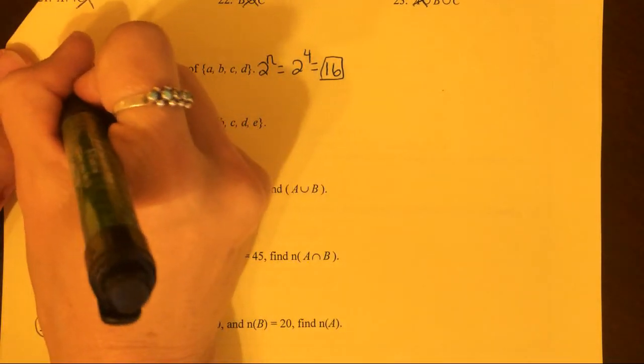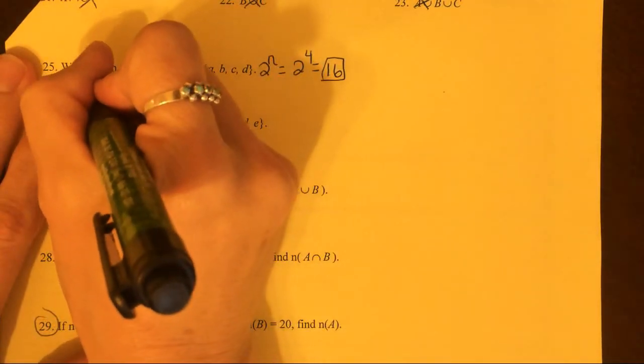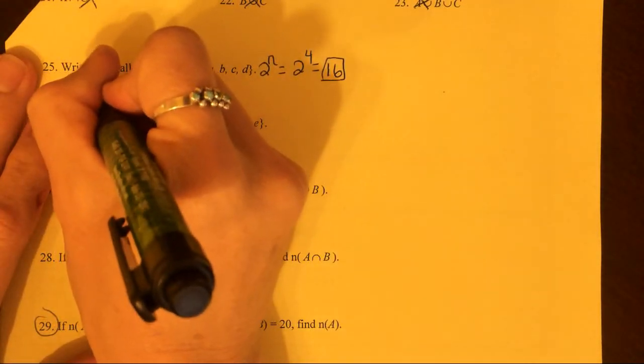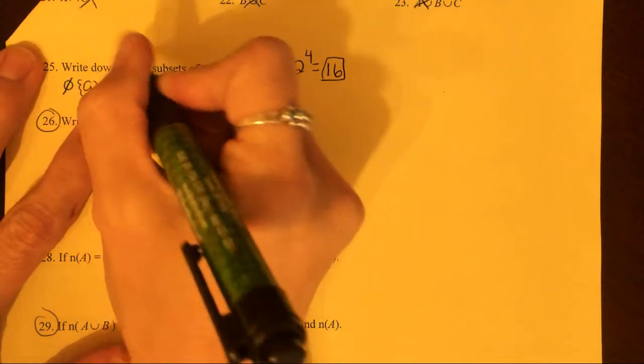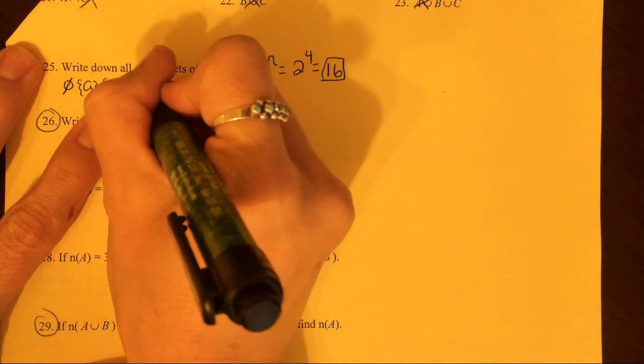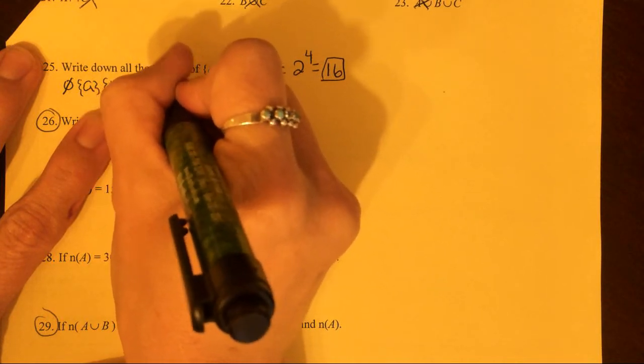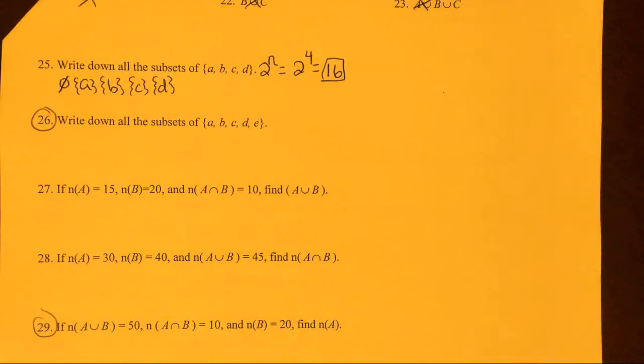Okay, so the first one we always write down is the null set. And then remember, we always do all of our singles. I have an A, and then we have a B, and then we have the C, and then we have the D. Okay, so those are all my singles.